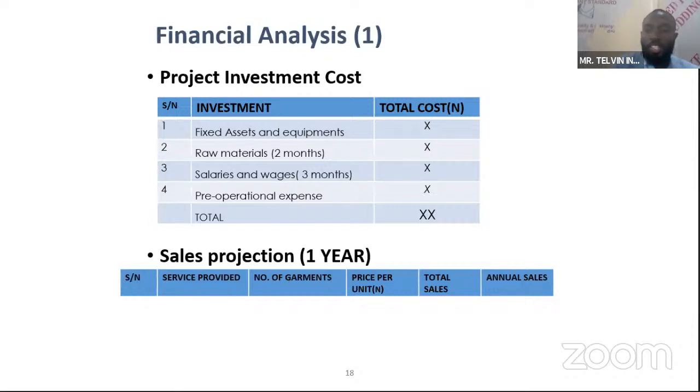Now, in your sales projection for 1 year, you will have the service or product you are going to provide, the number of garments, price per unit, total sales, and your annual sales. So these are the components of your financial analysis.